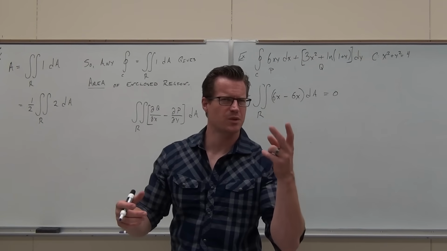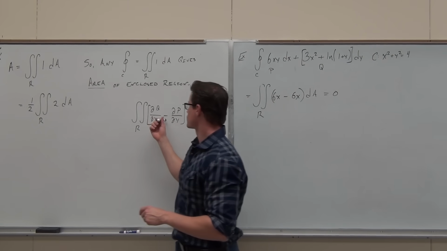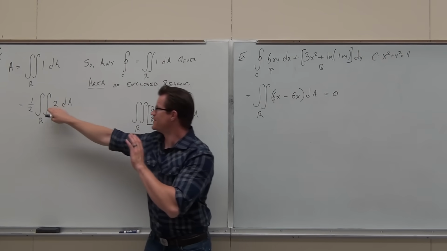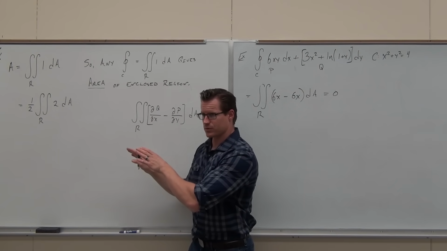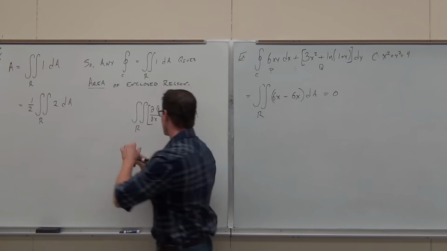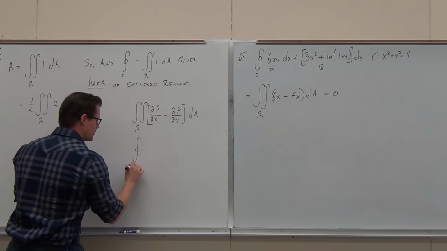And I know that 2 splits up really nicely if I'm looking at subtraction. So here's my goal. I'm trying to get this to look like this so that I can create a line integral. Does that make sense? I want that. So I want to get from here to here.